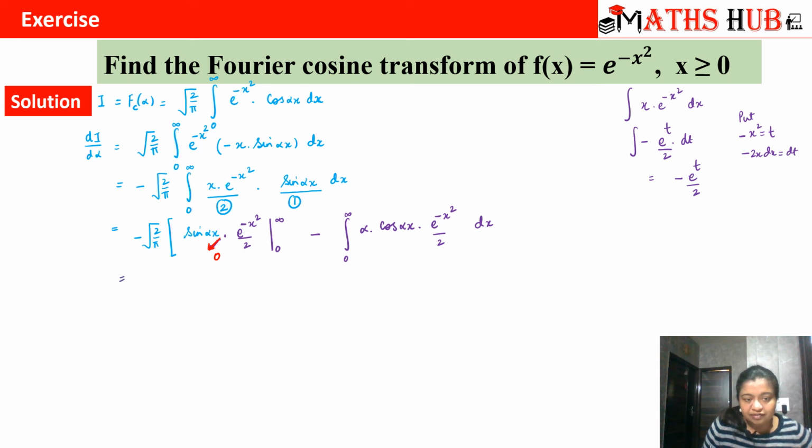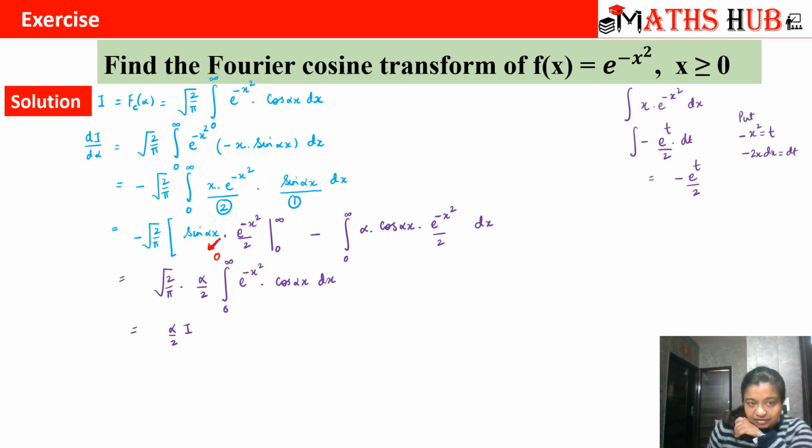So accordingly, we will get minus and minus will become plus. Under root 2 by pi is already out. Alpha can be taken out. 2 can be taken out. Right? And now we are left with the integral 0 to infinity e to the power minus x square cos alpha x dx. Right? Now, according to the given question, this is basically alpha by 2 into the integral I. If you take under root 2 by pi along with this integral, it is the simple integral I, right?